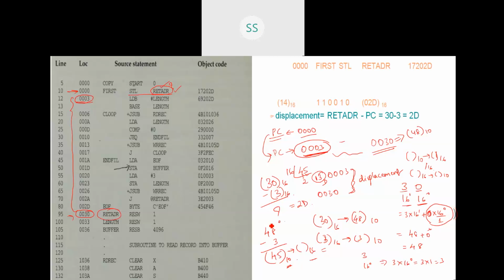Did you understand the value 2D? How we get the 2D? 2D is the displacement between these two values.